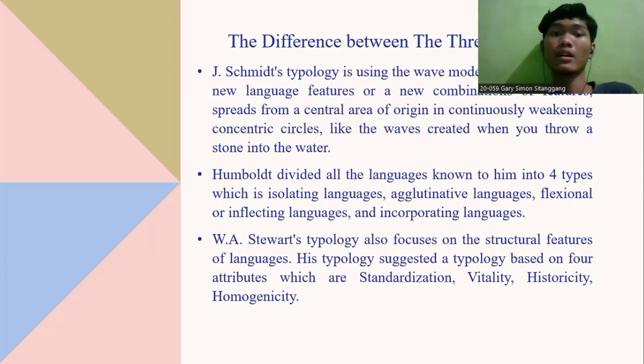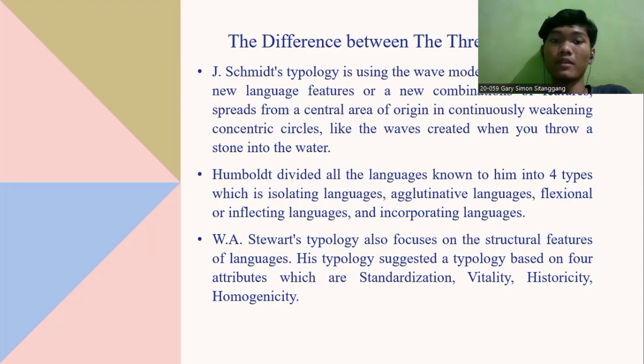Humboldt divided all the languages known to him into four types, which are isolating languages, agglutinative languages, flexional or inflecting languages, and incorporating languages. Humboldt's typology emphasizes the cultural and historical context of languages. He believed that language was a unique expression of the human mind, that every language reflects the worldview and culture of its speakers.